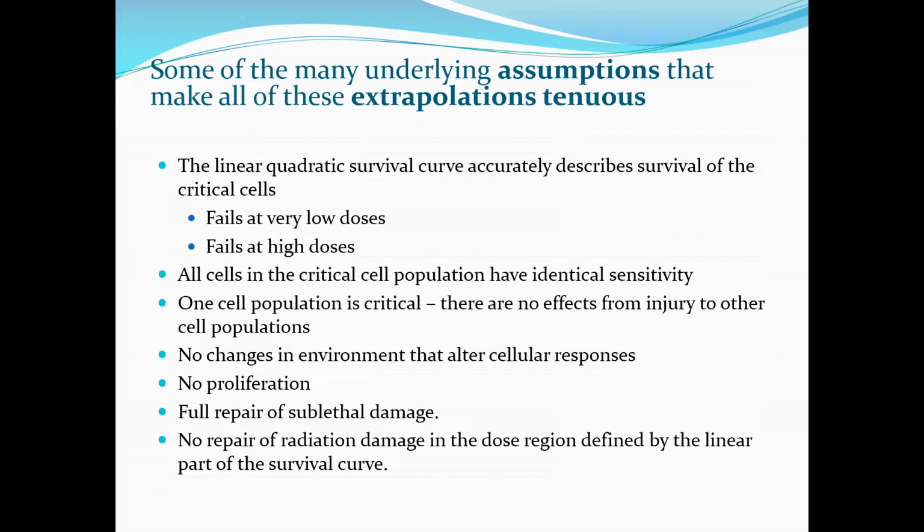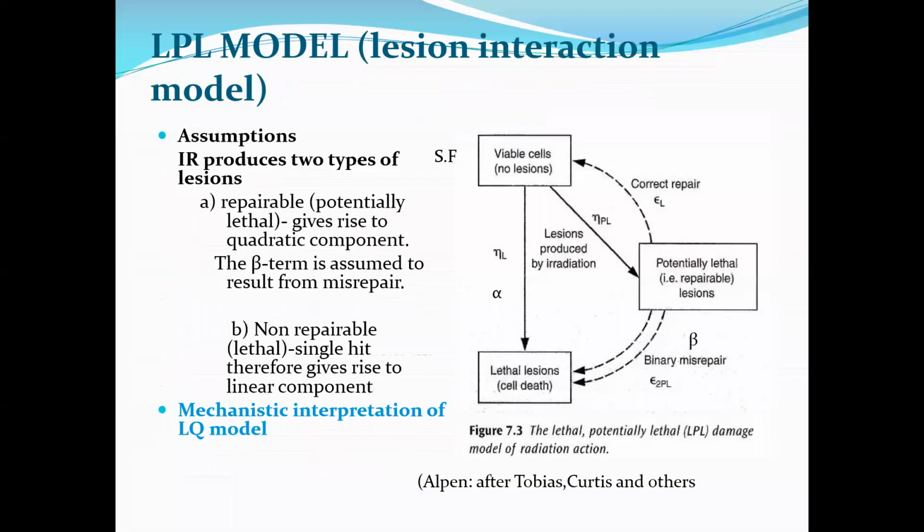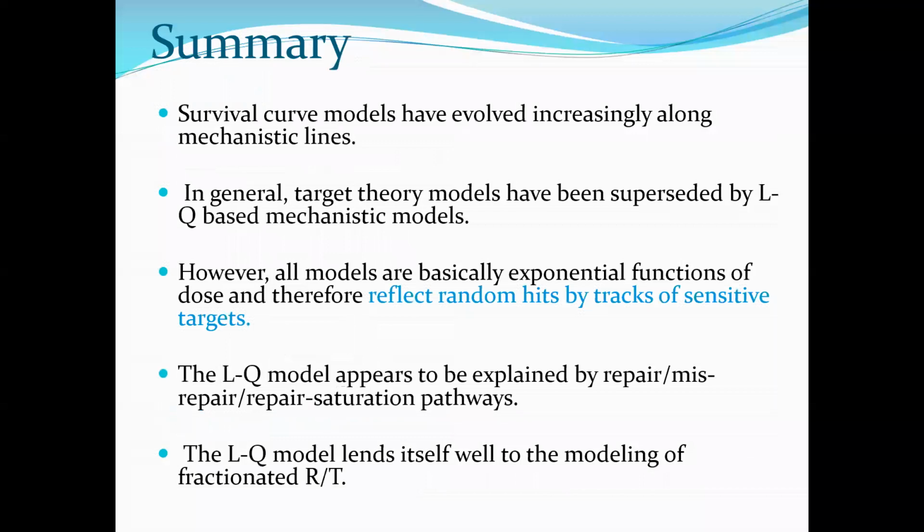So the linear quadratic survival curve accurately describes survival of the critical cells, but fails at very low doses and high doses. All cells in the critical cell population have identical sensitivity. One cell population is critical, there are no effects from injury to other cell populations. No changes in environment that alter cellular responses, no proliferation, full repair of sublethal damage, no repair of radiation damage in the dose region defined by the linear part of the survival curve. I'm not going into these models, LPL, repair saturation.